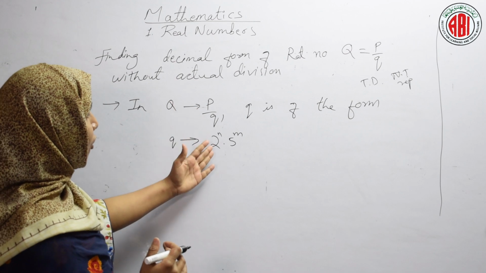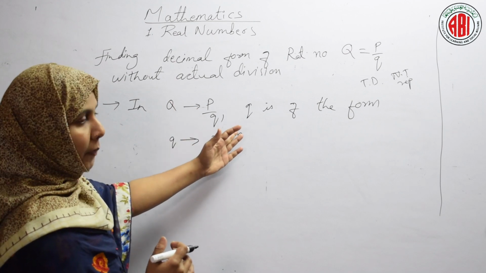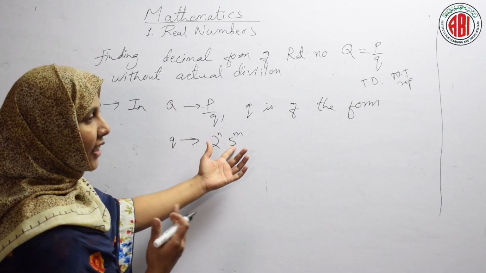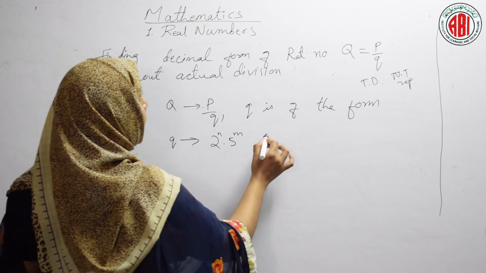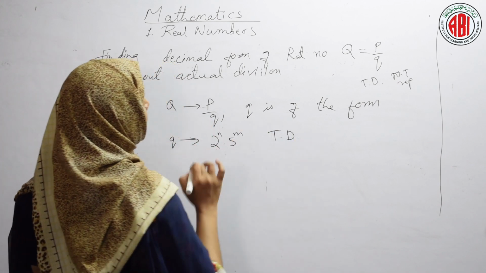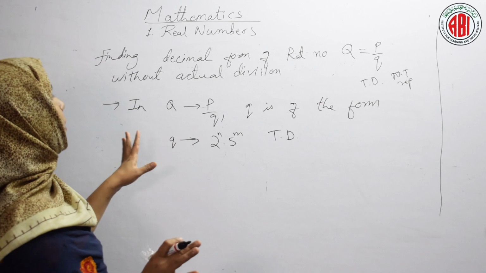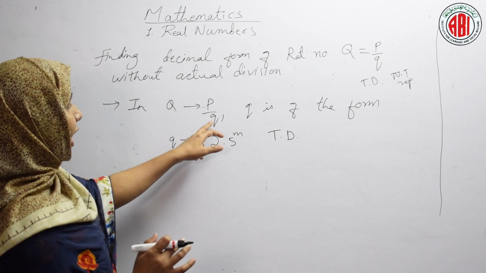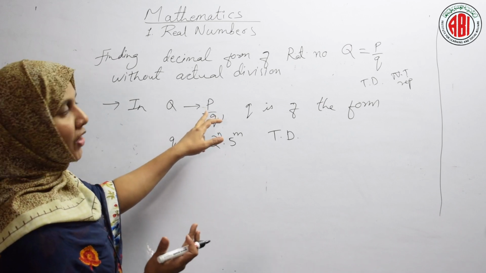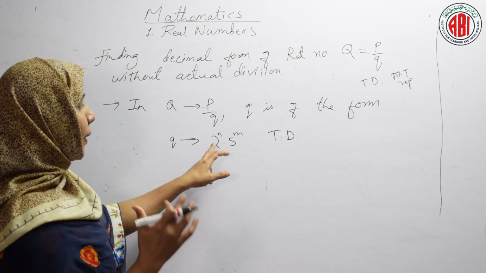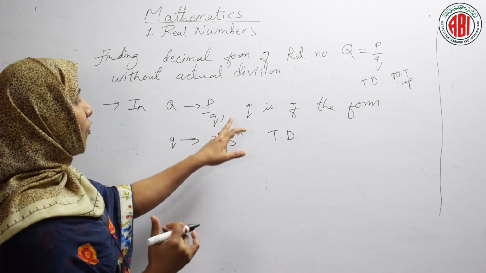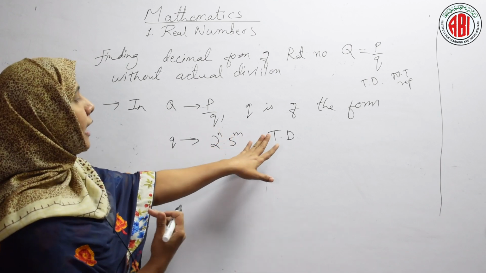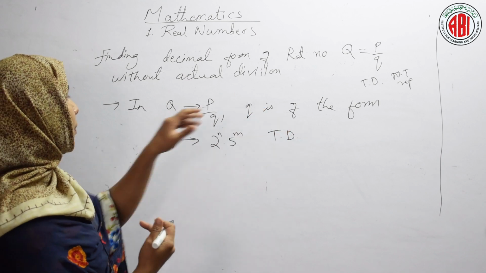If q comes in the form of 2 power n into 5 power m, looking at this we can easily say that it is a terminating decimal without doing division. You just have to find the factors of the divisor q, and if it is in the form of 2 power n into 5 power m, then directly we can say that it is a terminating decimal.